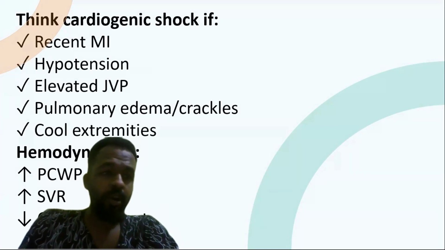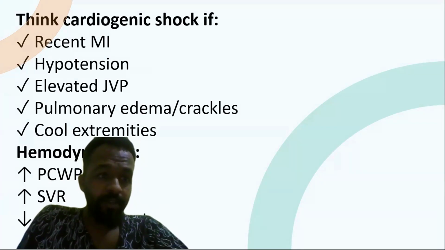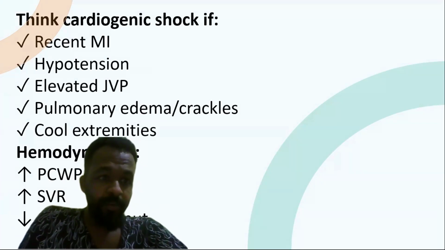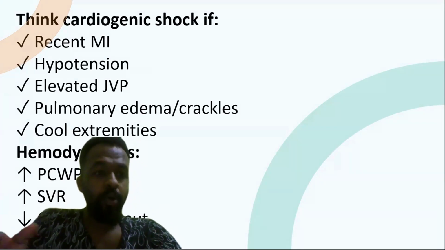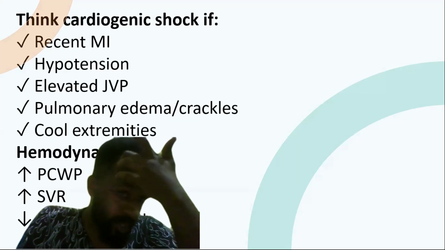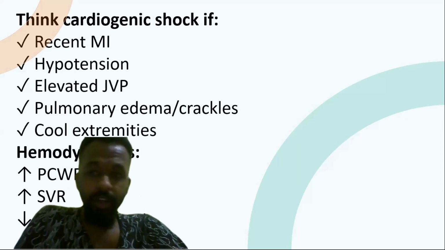To summarize all of that, cardiogenic shock is fundamentally a problem of pump failure, most commonly after myocardial infarction. The major clues include hypotension, elevated JVP, pulmonary crackles, and cold extremities. And distinguishing shock types becomes much easier when you focus on the underlying physiology.